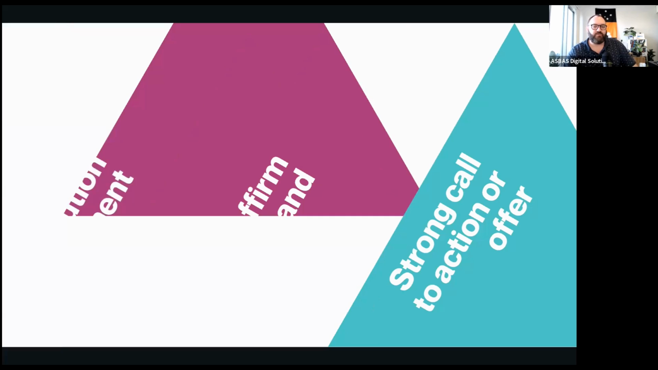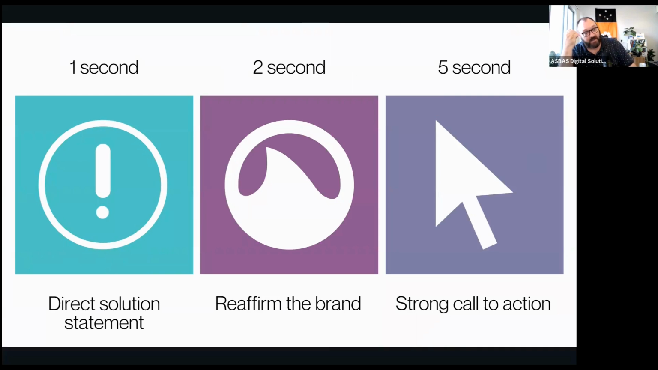How does this then look? It looks kind of like this. The first second, you've got that direct solution statement. You're saying straight off the bat, this is the thing that we do. Immediately, and even during that statement, you can be reaffirming the brand by showing it on screen. So you can do those sort of at the same time. At the point of 5 seconds in, where you've said what the solution is that you provide, and you've reaffirmed who you are, then you need to start your strong call to action.